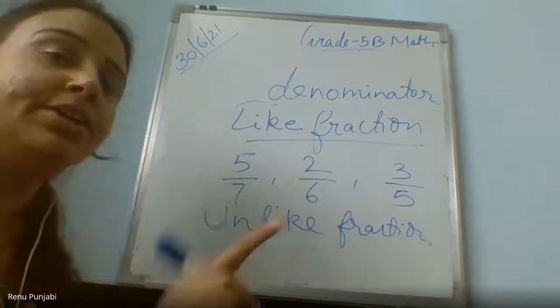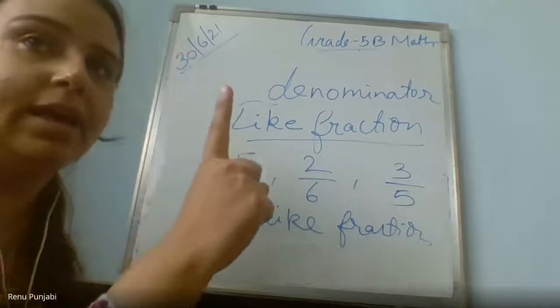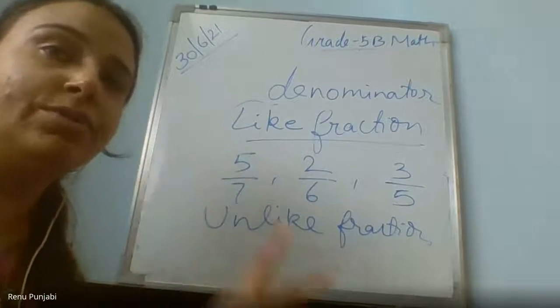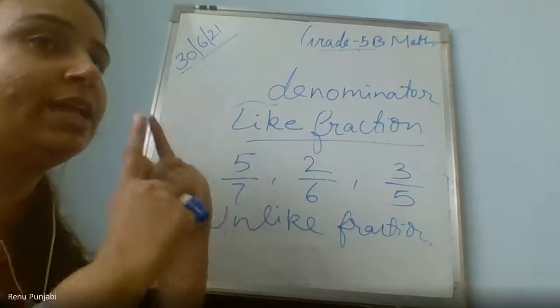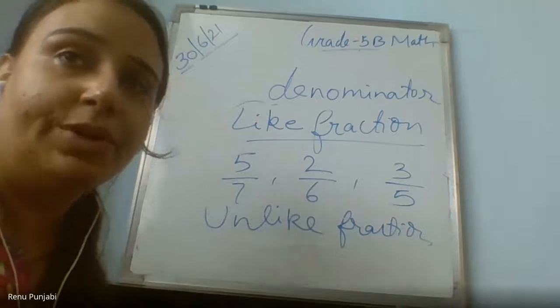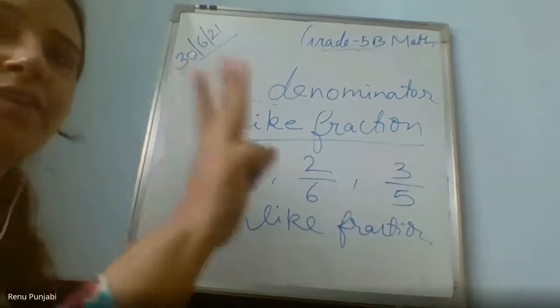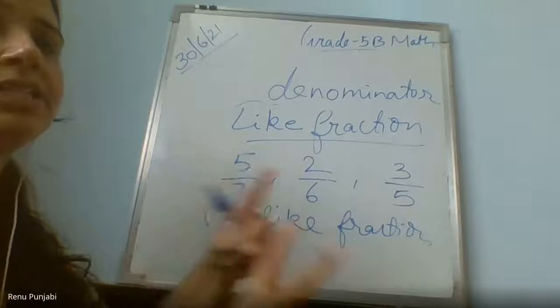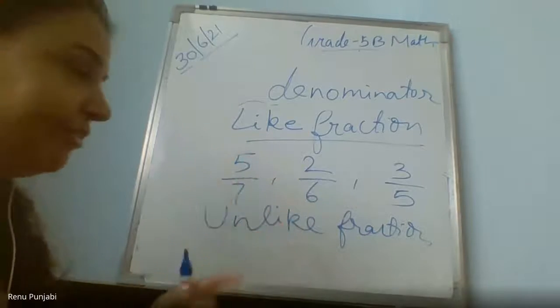Unit means one. Lakshya, mute yourself. Everyone should know that unit means one. So if the numerator is one, the fraction is a unit fraction. Okay, so we have learned three different types of fractions: unit fraction, like fraction, and unlike fraction.